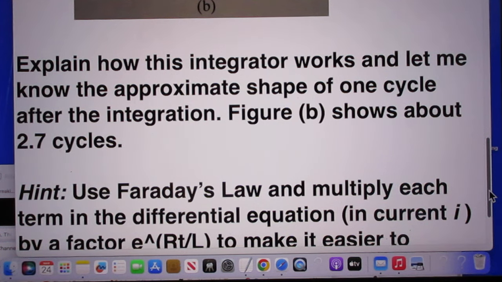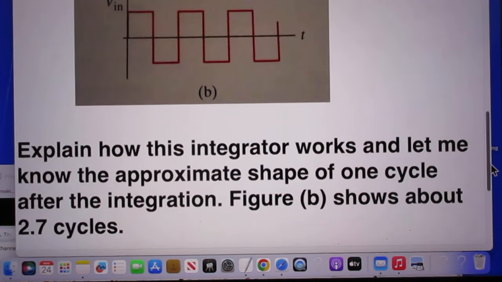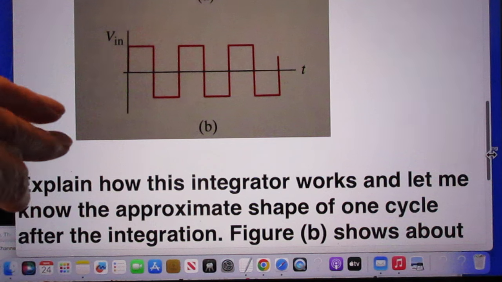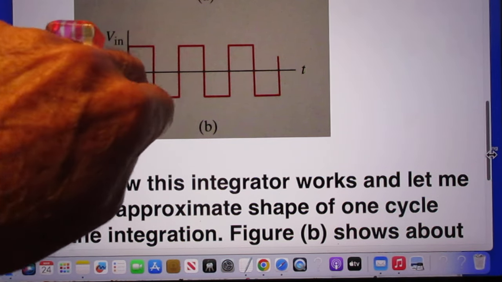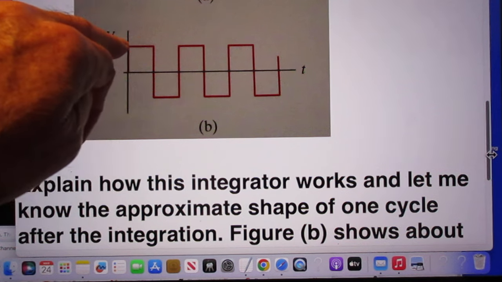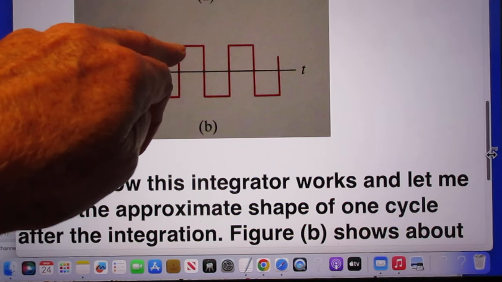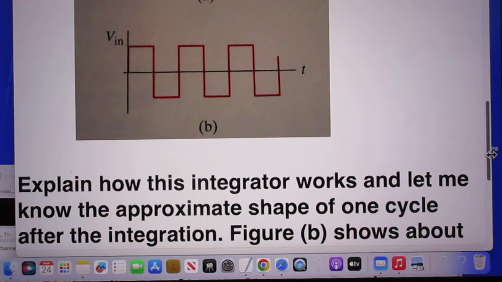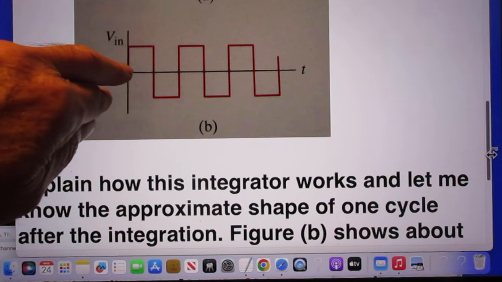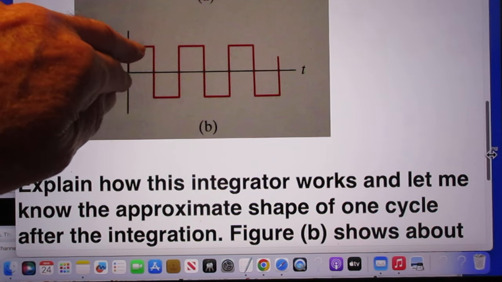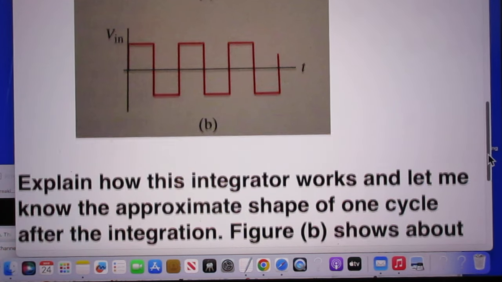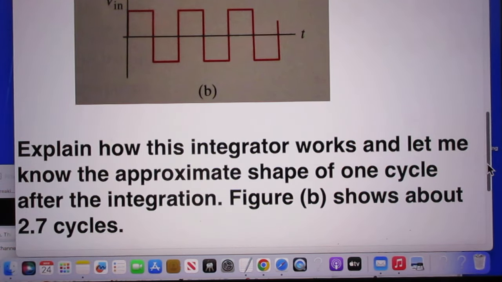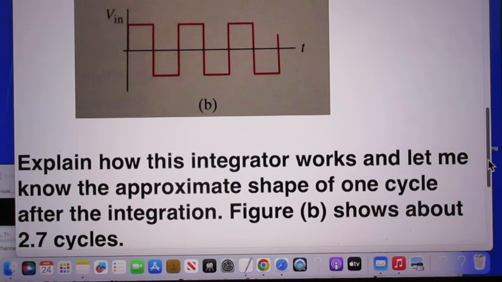Figure B shows about 2.7 cycles. So let me be quite clear that this is one cycle. This is one cycle, and you see 2.7 cycles here. Once more, going from here to here to here to here to here is one cycle. Figure B shows about 2.7 cycles.